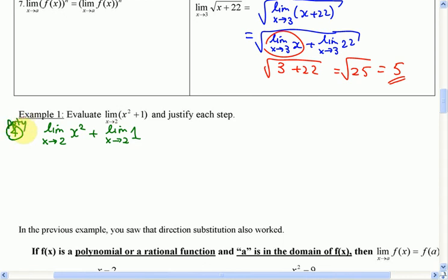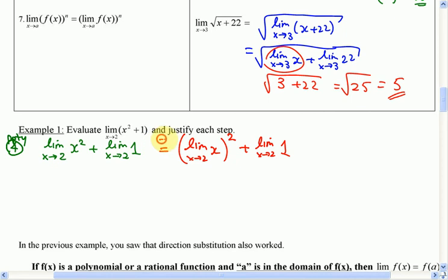Okay, what's next? Well, maybe you want to say, well, that's the same thing as the limit of x approaching 2 of x, and then we're going to raise this to the power of 2, plus the limit of x approaching 2 of 1. So this is the power one, and that's property number 7. I'm just going to put a little 7 with a circle there. I'm just a little bit lazy.